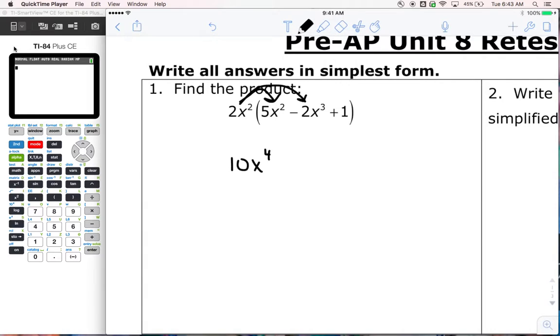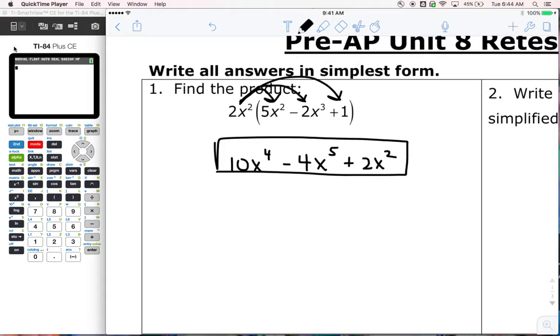We do our next term. 2 times negative 2 is negative 4. X to the power of 2 plus 3 is 5, right? And then our final term here, 2x squared times 1. Well, anything times 1 is just itself, so we keep our 2x squared. Okay, this is my final answer because I do not have any like terms.